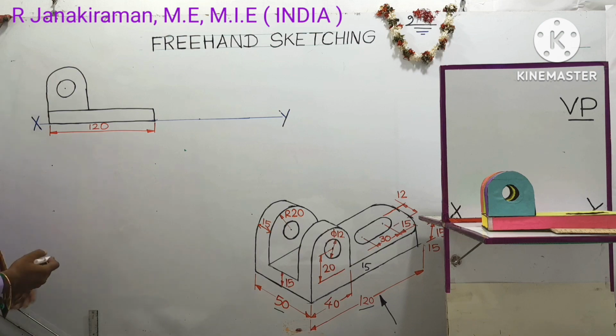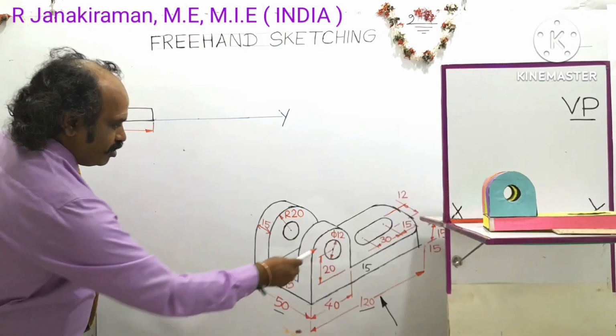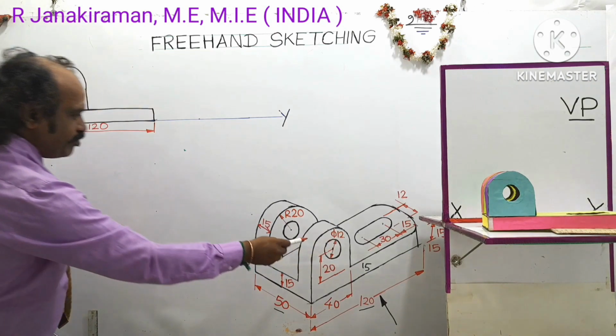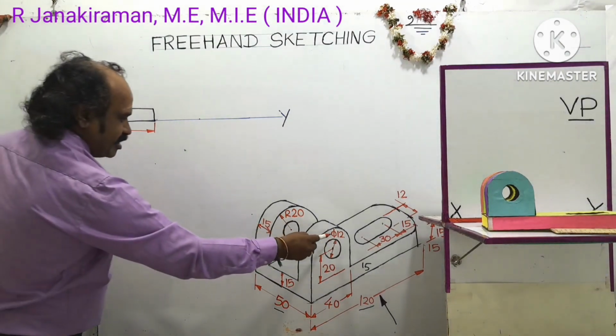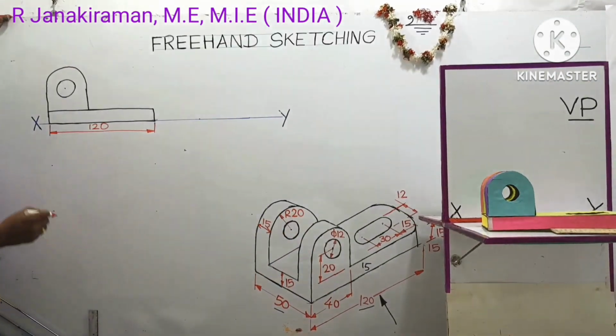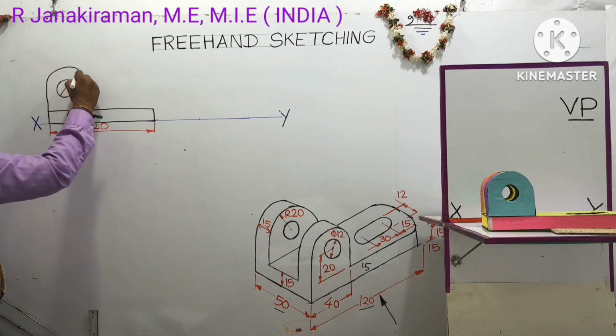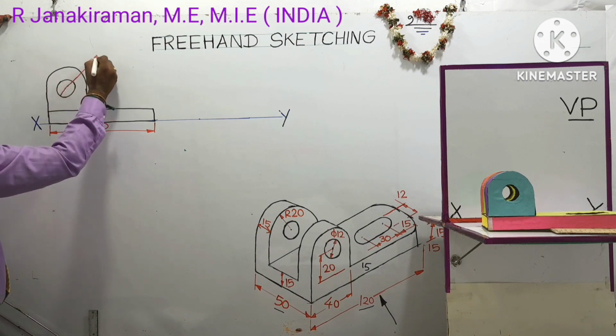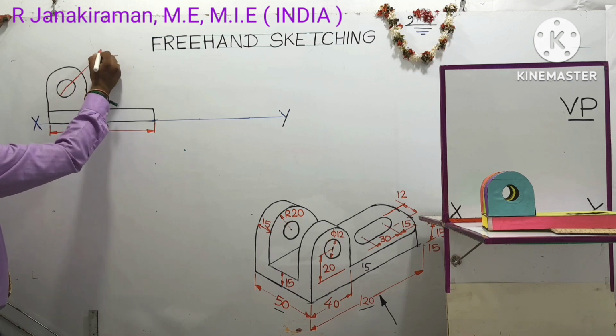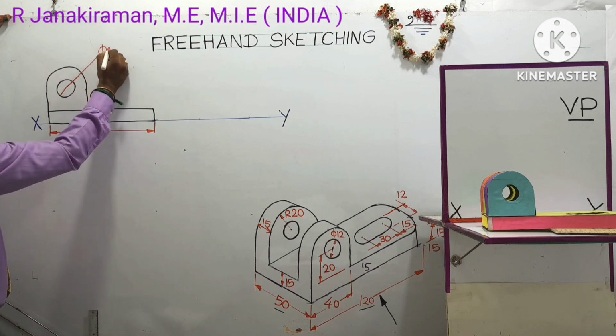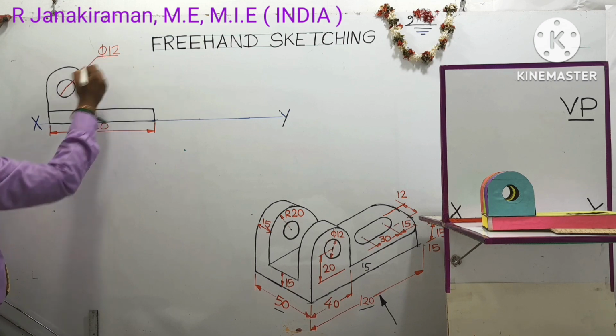Okay. So next we have to dimension this. The smaller hole size is given as pi 20. Pi denotes the diameter of the circle, the smaller circle. So draw one leader line inclined at 45 degrees. Approximately by hand you draw this leader line. It's called a leader line. Pi 12. Pi 12 is the size of this small hole.